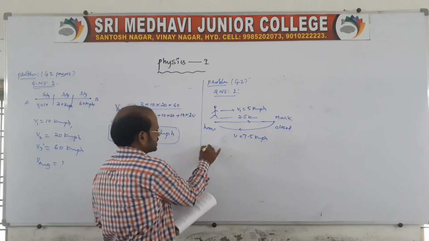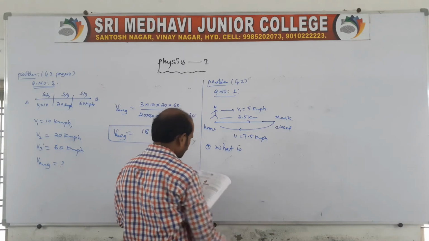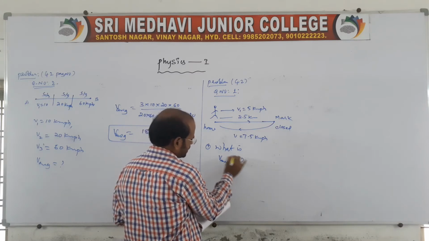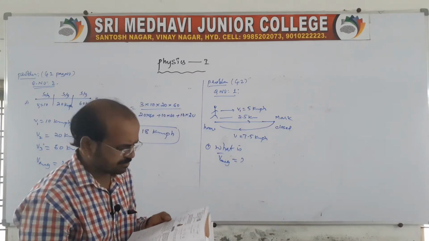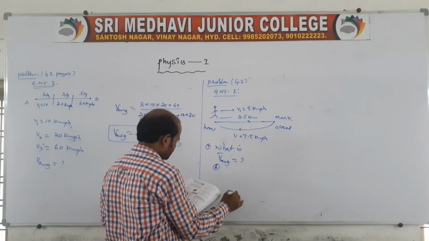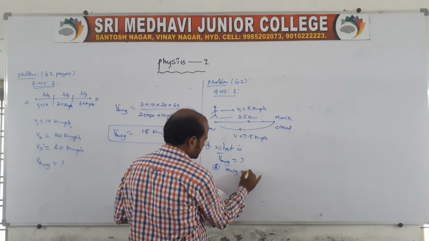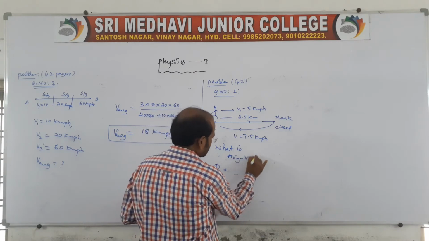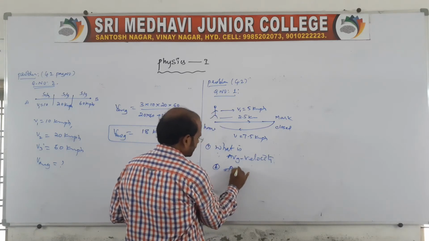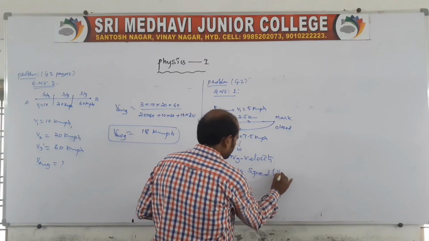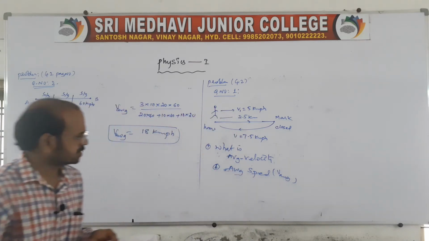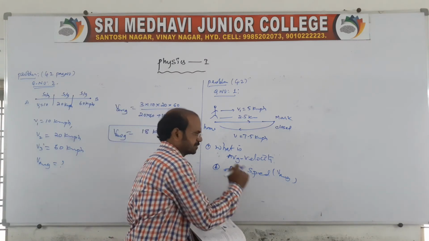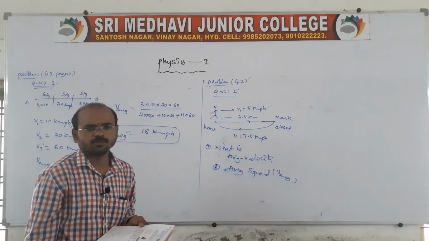What is the first one asking? Magnitude of average velocity. See, average velocity is asked, and the second is average speed. One is average velocity and one more is average speed. Here, better we do average velocity in the next one, because average velocity is not over now. Then we'll see only average speed. The same question we'll do again for average velocity.